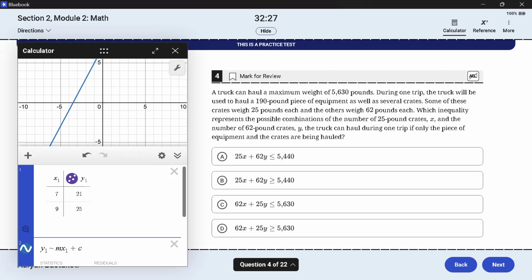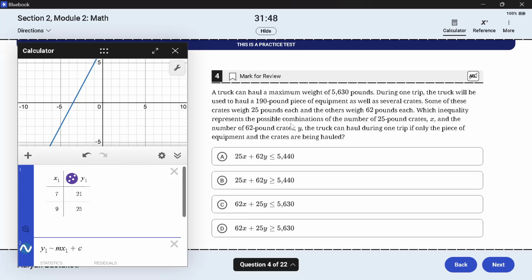Some of these crates weigh 25 pounds each and others weigh 62 pounds each. Which inequality represents the possible combinations of the number of 25-pound crates X and the number of 62-pound crates Y the truck can haul during one trip if only the piece of equipment and crates are being hauled? This is a very common question. The total pounds it can carry is 5,630, so the amount should be less than this. So the left hand side should be less than the right hand side, so it's either A or C.